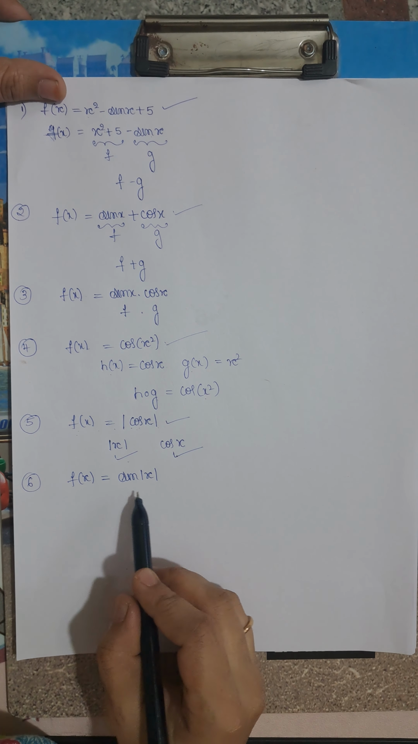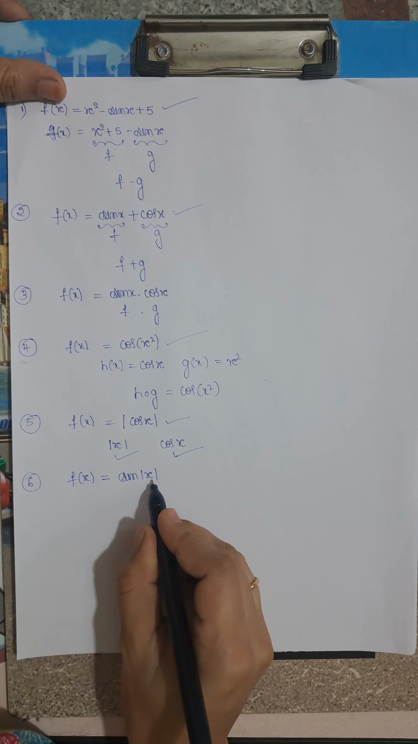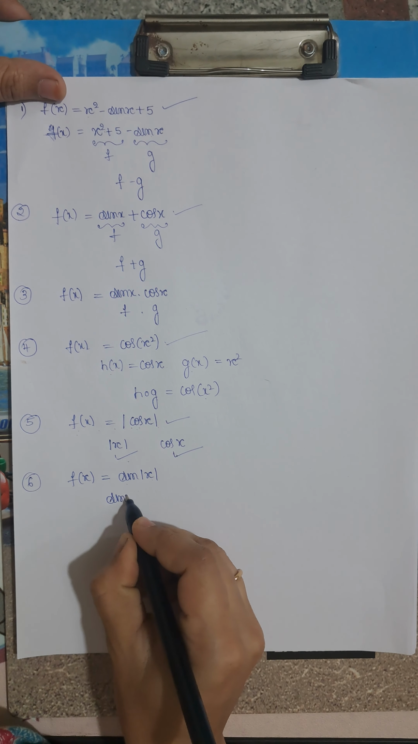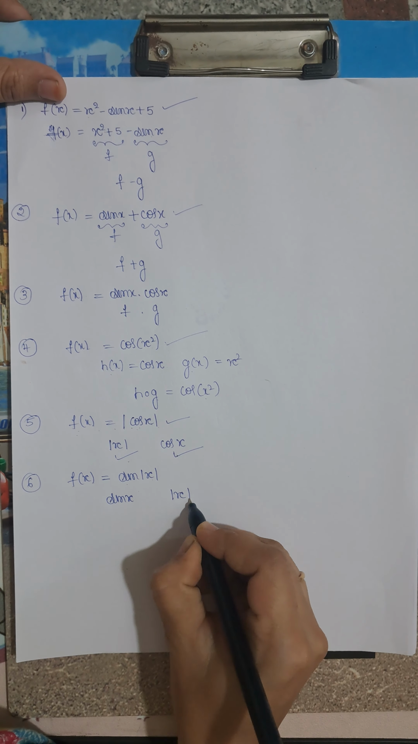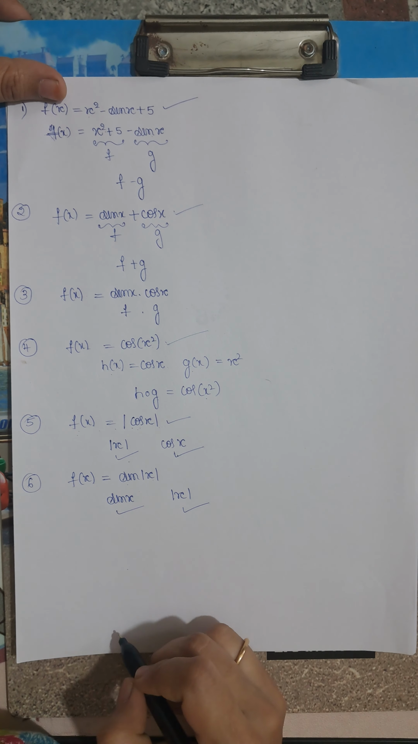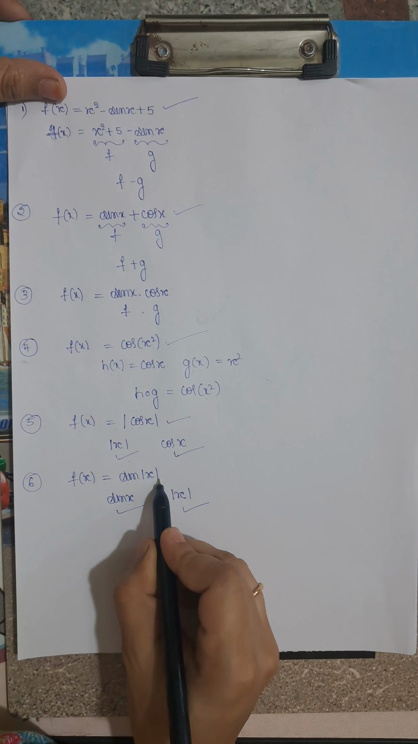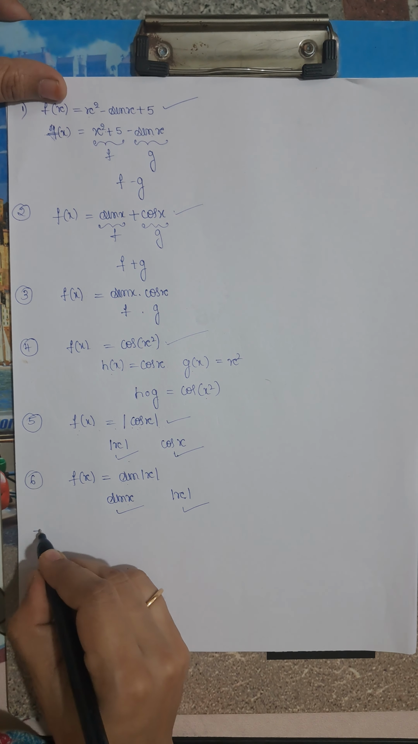Next one, f of x is equal to sine mod x. So here again it is a composition of two functions. One is sine x, another one is mod x. We know that sine x is a continuous function, even mod x is a continuous function. Therefore the composition of these two, that is sine mod x, is also a continuous function.